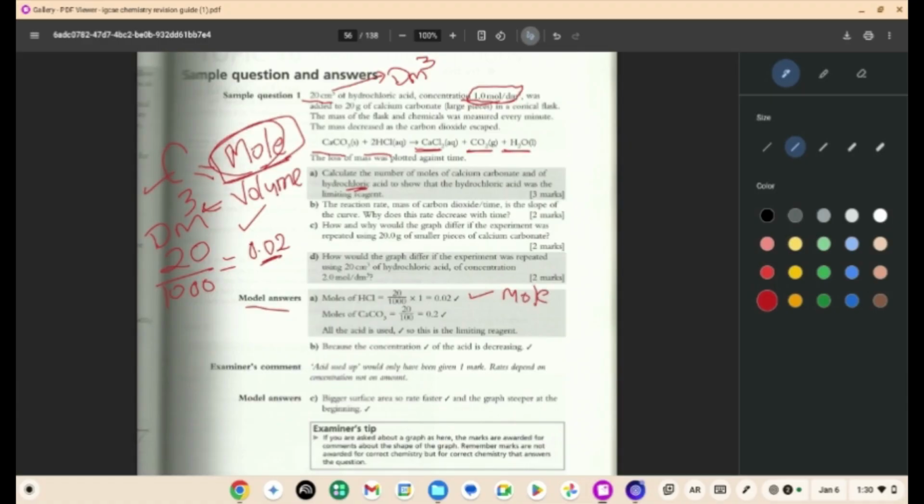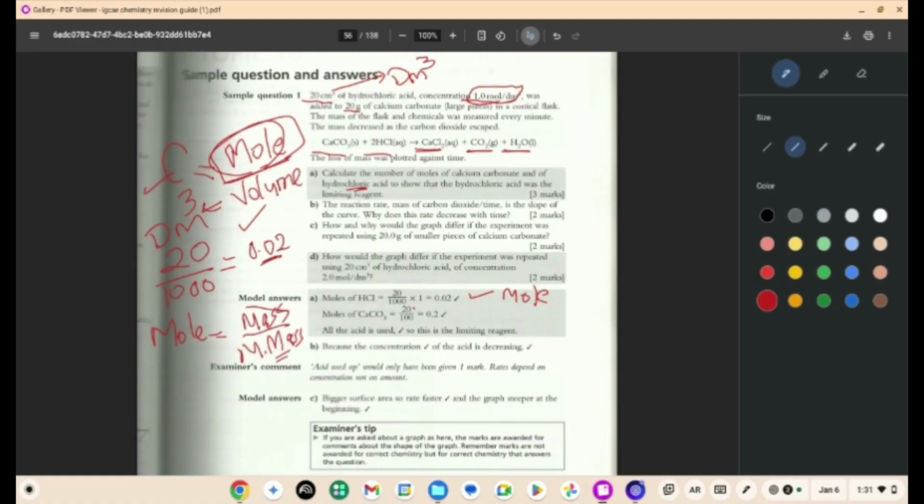The number of moles of calcium carbonate, how can we calculate it? Let's go through what's given regarding the calcium carbonate. It's given the weight, or the mass, which is 20 gram. And as we know, the number of moles equals the mass divided by the molecular mass. The mass of calcium carbonate is 20, it's already given.